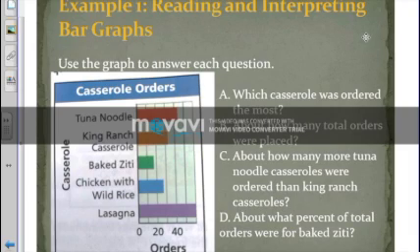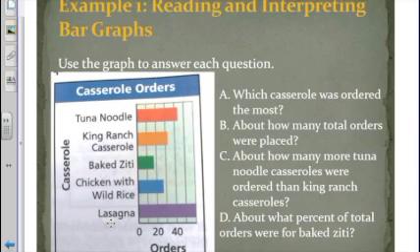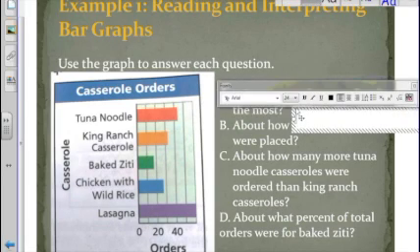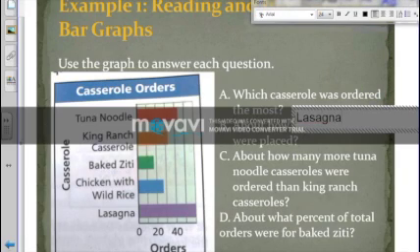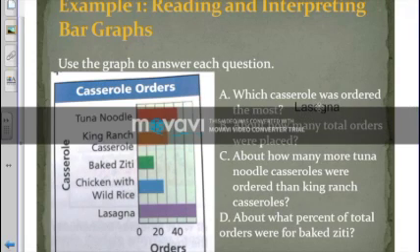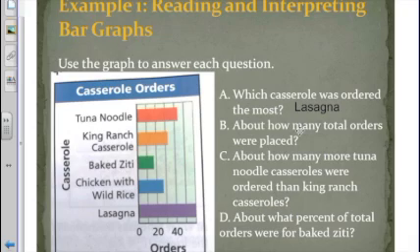First question, which casserole was ordered the most? So we go over to our graph and we see the casserole ordered the most was lasagna, just because when you're looking at the bars, the purple bar is longest. How many total orders were placed? To find the total orders, you need to find the order for each of them individually.